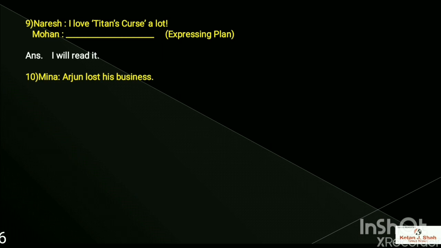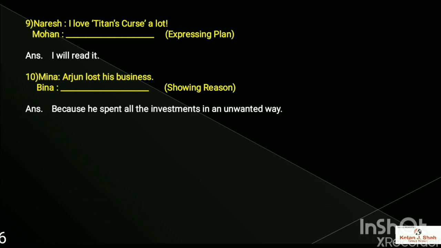Meena: Arjun lost his business. Beena, showing reason. Now she will show a reason because he spent all the investments in an unwanted way.